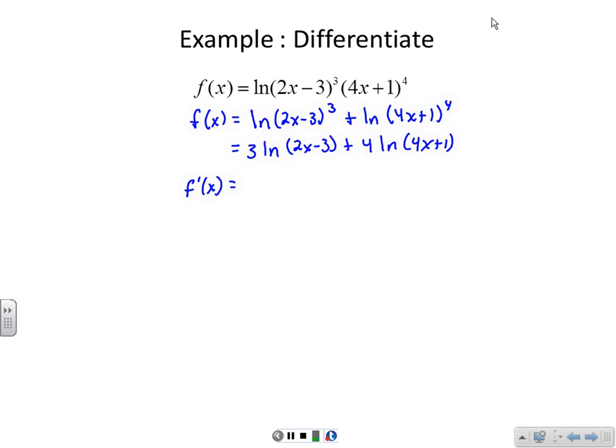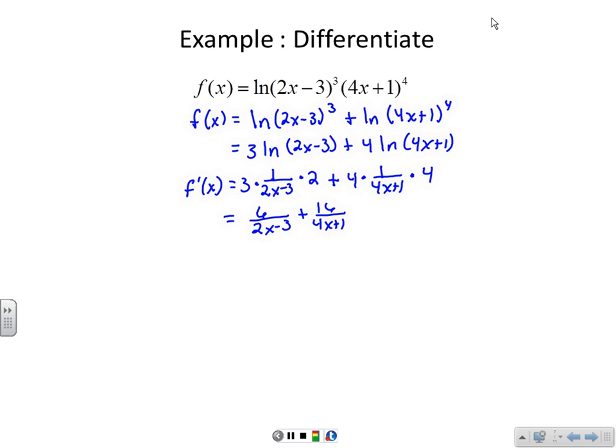And so we're going to move that 3 out front times the derivative of the natural log of 2x-3, which is going to be 1 over 2x-3 times the derivative of 2x-3, which is going to be 2, plus 4 times the derivative of the natural log of 4x+1, which is going to be 1 over 4x+1 times the derivative of 4x+1, which is essentially going to be 4. Okay, so from here we're going to have 6 over (2x-3) plus 16 over (4x+1).